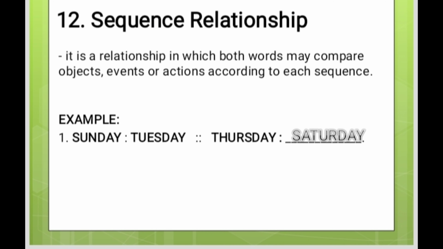Sequence relationship. Sequence relationship is a relationship in which both words may compare objects, events, or actions according to each sequence. It is also an ordered sequence. Example, Sunday is to Tuesday as Thursday is to Saturday. Another example here is February is to March. Let's proceed to number 13.